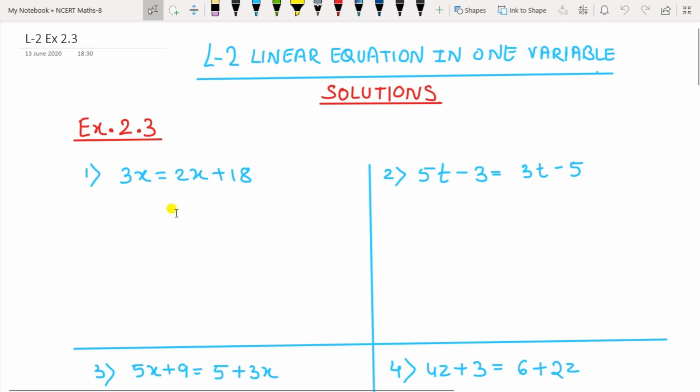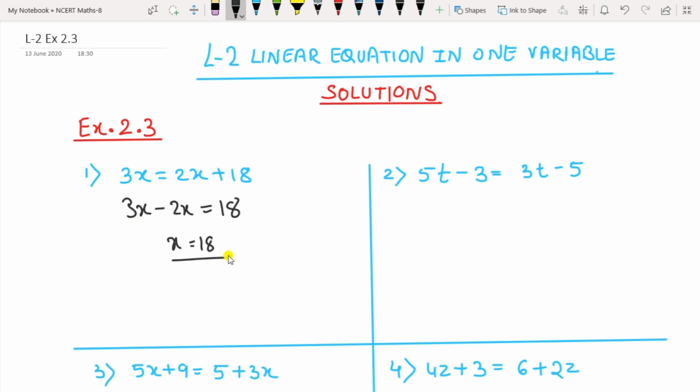So 3x, this 2x will go to the other side of equal to, so it becomes minus 2x since it is plus here, and equal to plus 18 as the remaining. So 3x minus 2x is x, equal to 18 is the answer.